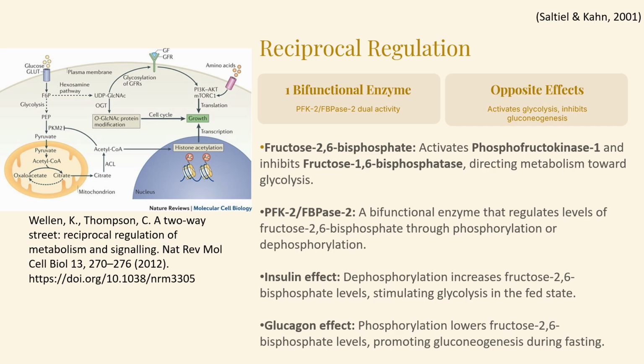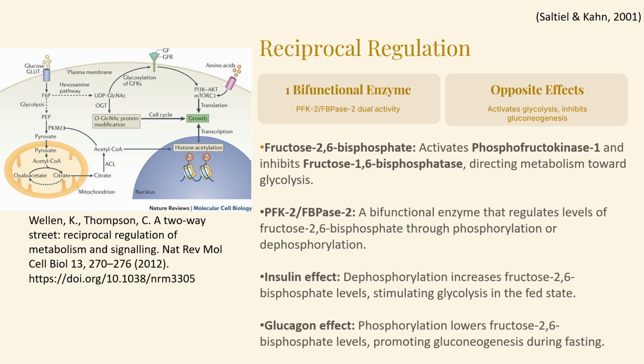in the cell. The levels of fructose 2,6-bisphosphate are controlled by a special bifunctional enzyme, which is called PFK2. This enzyme has two different catalytic activities. One domain functions as a kinase that synthesizes fructose 2,6-bisphosphate, while the other acts as a phosphatase that breaks it down. Which activity dominates depends on whether the enzyme is phosphorylated or dephosphorylated.